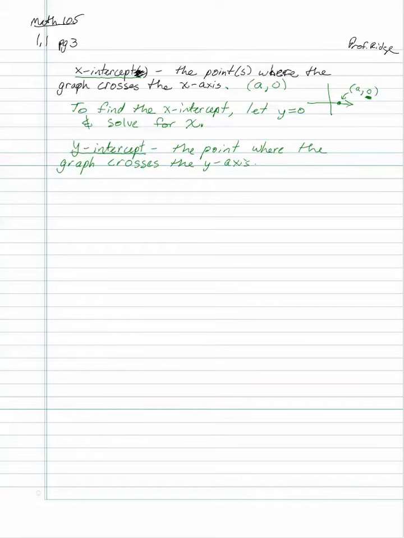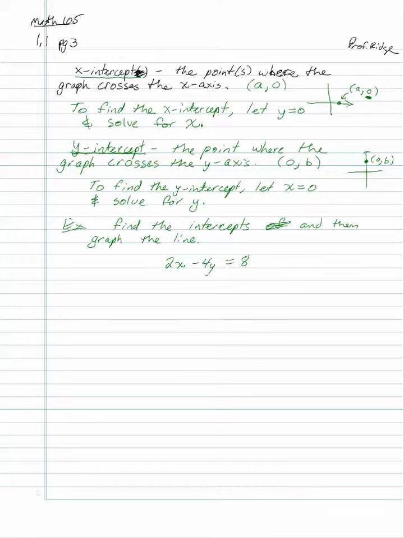And similarly, the y-intercept is the point where the graph crosses the y-axis. It's going to look like (0, some number b). And again, it's the same idea, right? To be on the y-axis, I know for sure that the x-coordinate has to be 0. And I just have to figure out what the y-coordinate is to know where it is on the y-axis. Okay? So to find it, we do the same thing, except now we're going to let x equals 0 and solve for y.